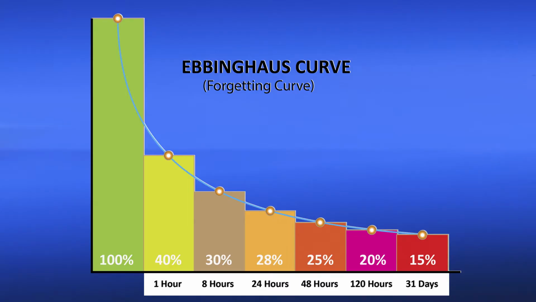Even if students learn something in a training course, they'll quickly forget it afterwards. You can see from the forgetting curve that they'll lose 60% of the information after the first hour, they'll lose 75% in 48 hours, and they'll have lost 85% of the information by the end of the month.